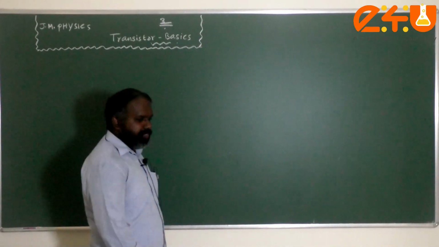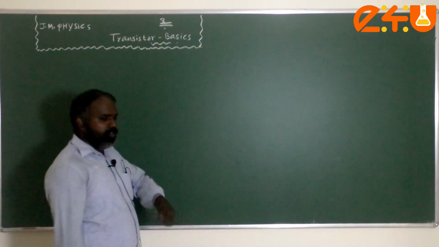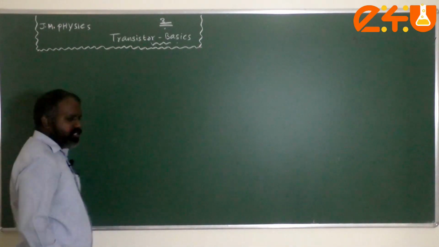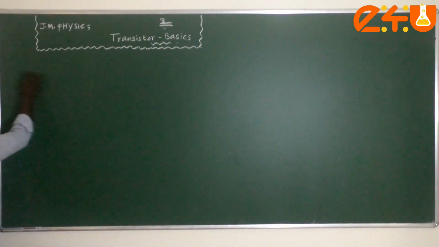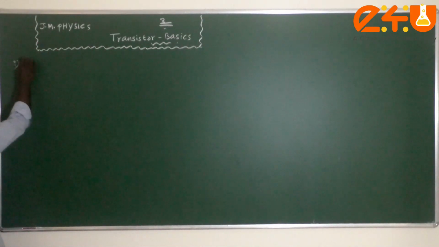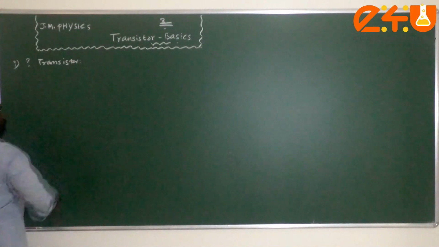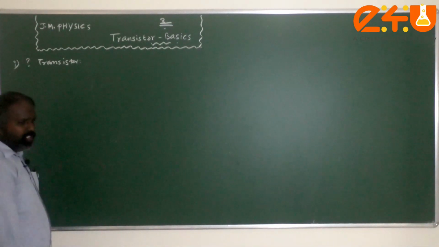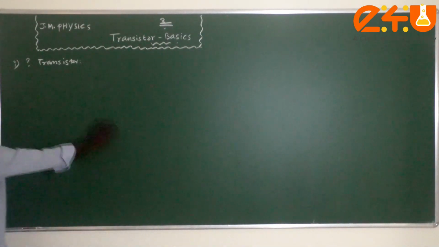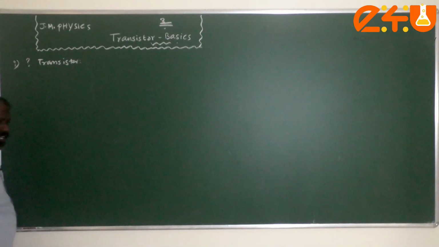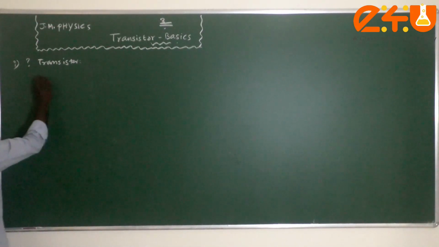Hello students, now in this session we are going to discuss transistor basics. So the first point we are going to discuss is what is a transistor. Yes, we have basic knowledge about the junction diode. So a transistor is nothing but a back-to-back connection of two PN junction diodes.